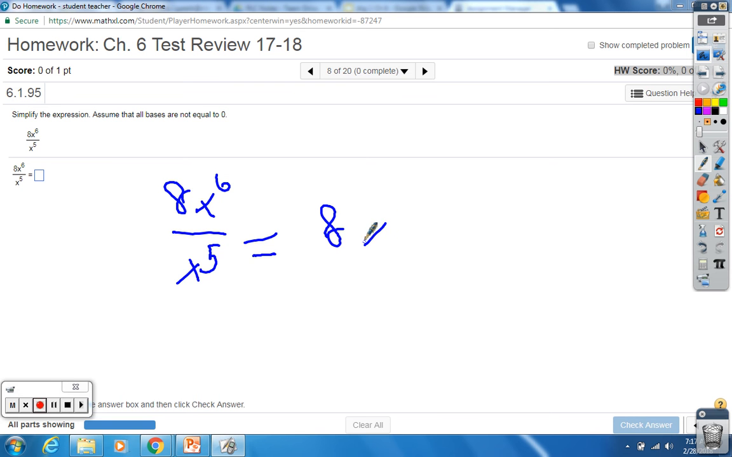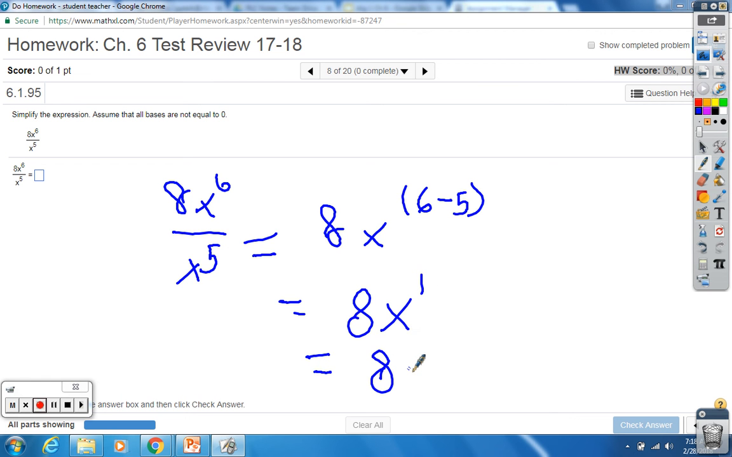So we'll just have x, and we'll have 6 minus 5 in that exponent. So just to simplify it, we'll be left with 8x. Since 6 minus 5 is 1, we'll just leave that 1 there in the exponent. But again, MATLAB won't accept it with the 1 as the exponent, so just leave it as 8x.